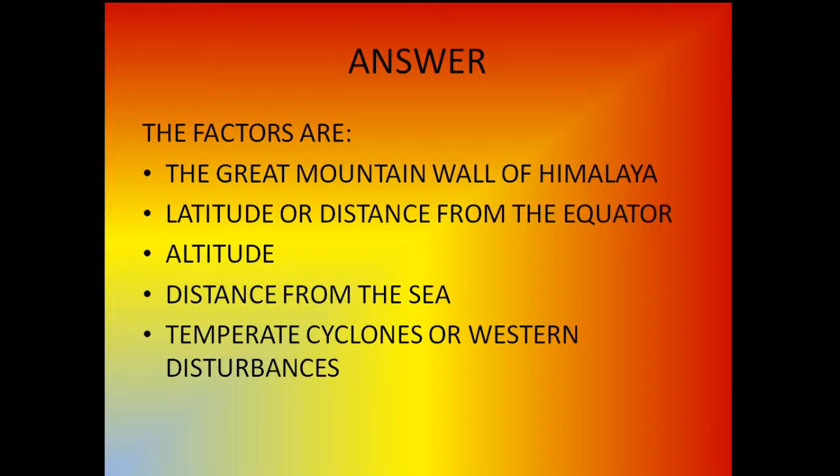The factors that influence the climate of India are: first, the great mountain walls of the Himalayas. Second, latitude or distance from the equator. Third, altitude. Next is distance from the sea. The last is temperate cyclones or western disturbances.